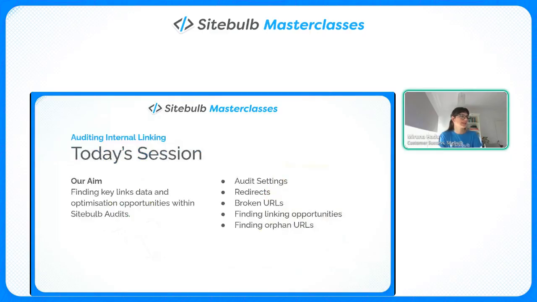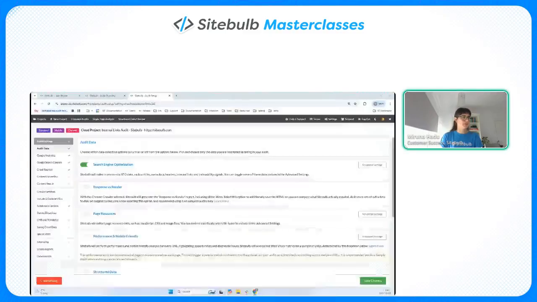In today's session, like I said, we're going to focus on finding key links, data, and optimization opportunities within Sitebulb. So we're going to look specifically at audit settings that are useful to know about in order to set up audits that are going to give you rich linking data. We're going to look at how to find redirects and broken URLs within your audit data, then finding link opportunities, and orphan URLs that might benefit from internal linking. So I'm going to move on to our Sitebulb demo now and talk you through everything through the tool.